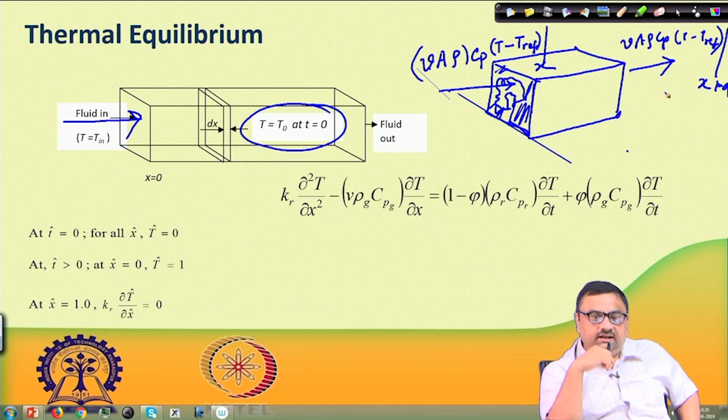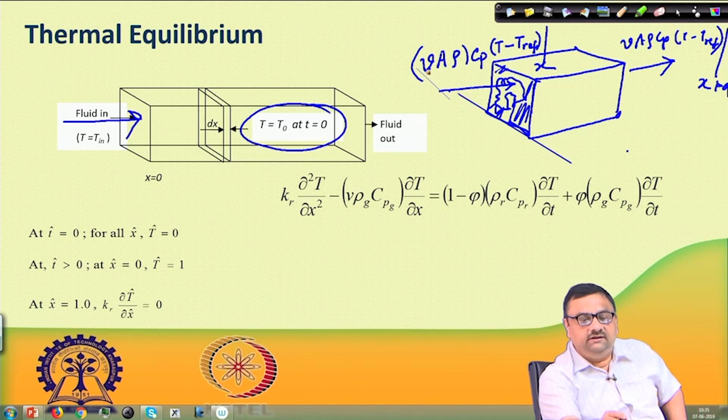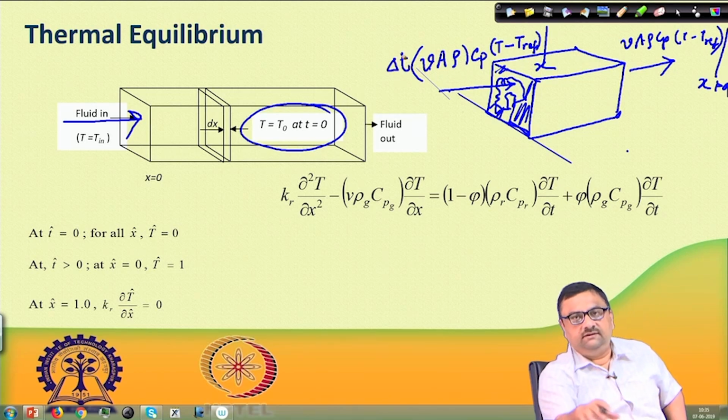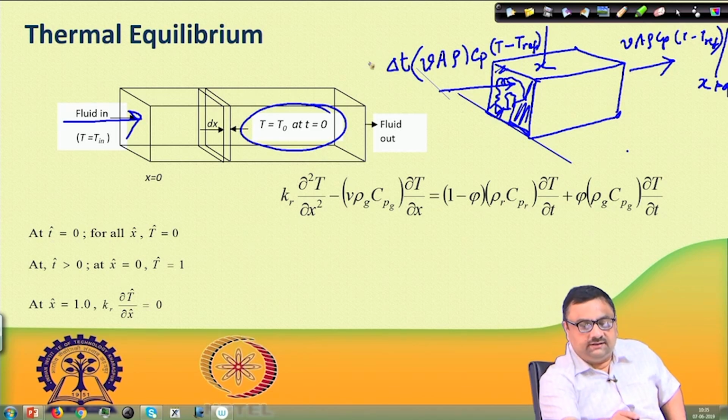You can see here V is the velocity multiplied by area, meter per second into meter square, that gives me meter cube per second, which is the volumetric flow rate. That multiplied by the density, which is kg per meter cube, gives me kg per second, which is the mass flow rate. Now, m Cp delta T you remember. We are talking about m dot here, the mass flow rate. If we multiply this by delta t, the duration over which the flow has taken place, that gives me the mass.